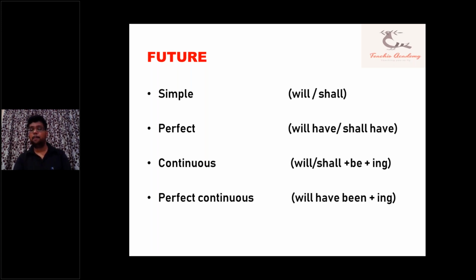And the last, if you combine perfect and continuous, then it becomes the future perfect continuous tense. They will have been doing their work. This is the simplest of all cases. It is very easy to understand this. The only difficult one is the past tense and its several varieties.